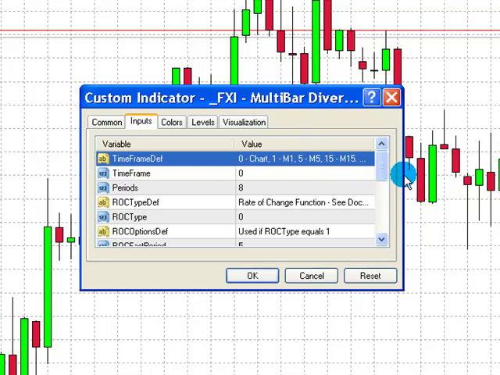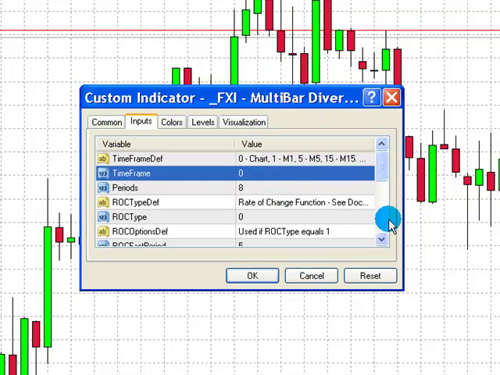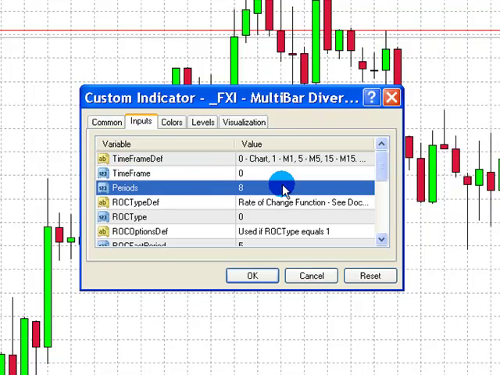The time frame def is the definition of the valid settings for the time frame setting. In this case, 0 means the chart time frame. 1 would mean a 1 minute bar, 1 minute time frame, etc. We're going to use a time frame of 0 to use the chart's time frame. Periods is the number of periods back that we want to look at the momentum or rate of change on. We're going to use 8.